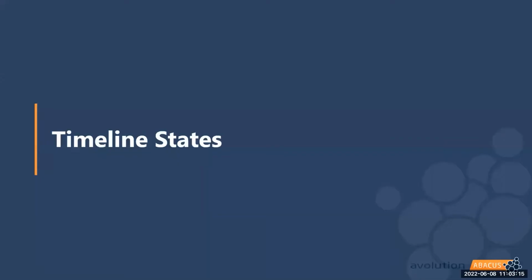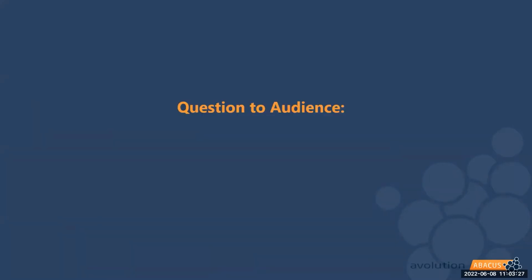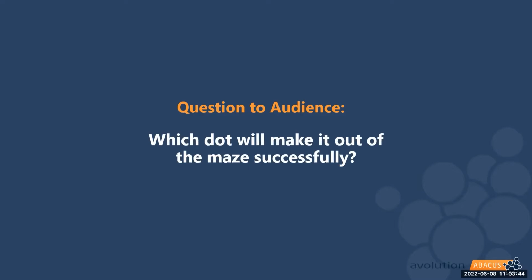To start with, we're going to look at the timeline states, and this is where I'm going to get you involved from the off. I've got a quick question that I'm going to ask you all, and I'm going to give you no longer than 10 seconds to answer it once I launch the poll. So get your clicking finger ready to choose A, B, C, or D. As strange as it might seem, there is method to this madness. The question is, which dot will make it out of the maze successfully? I'm just going to launch the first poll now.